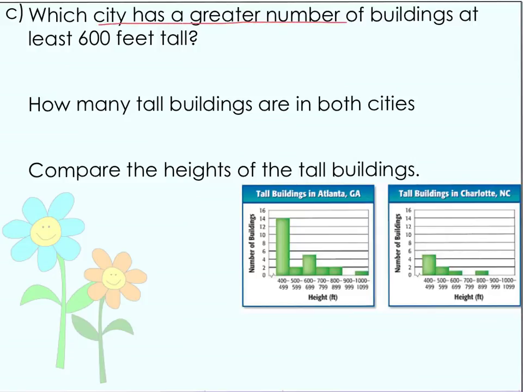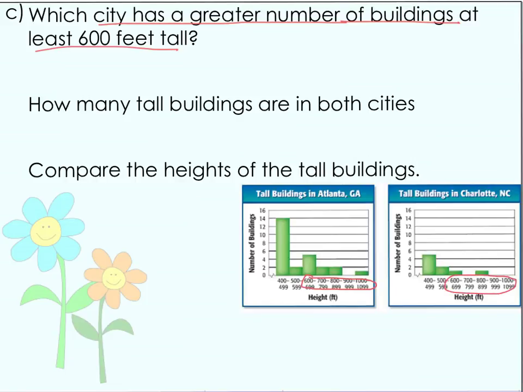So I would say you probably have to write most of this into your notes for your example. So which city has a greater number of buildings at least 60 feet tall? So we want to take a look at getting the numbers for each of them and figure out which bars we need to use. So if we're looking at Atlanta, Georgia, we're going to be looking at all of these bars here. For Charlotte, we're going to be looking at these.